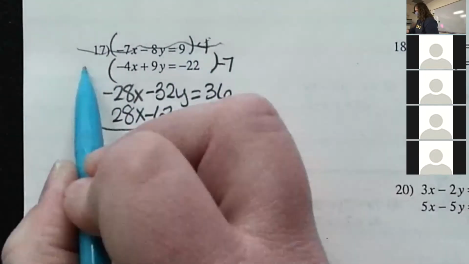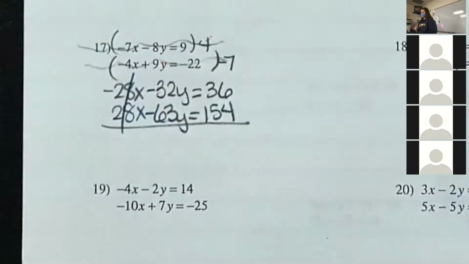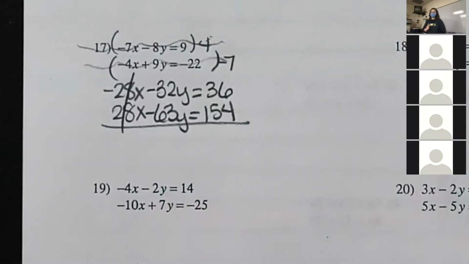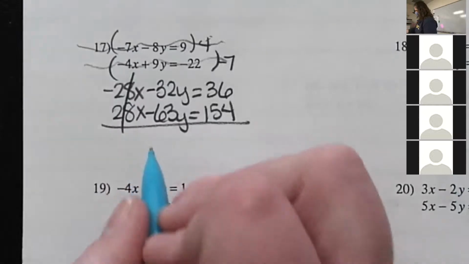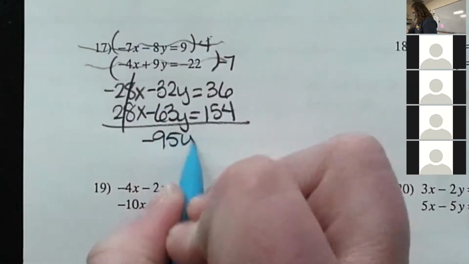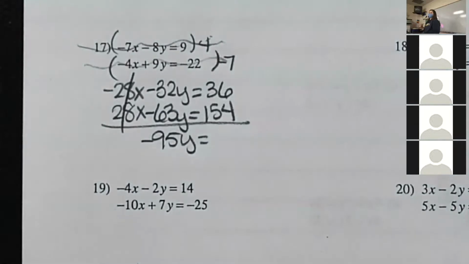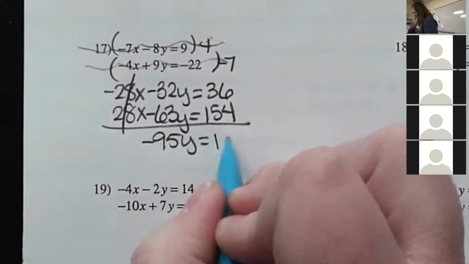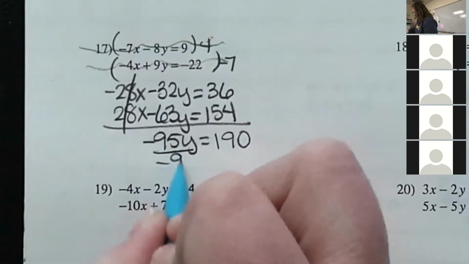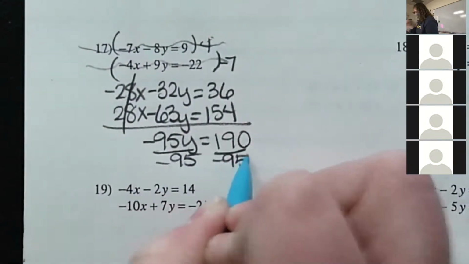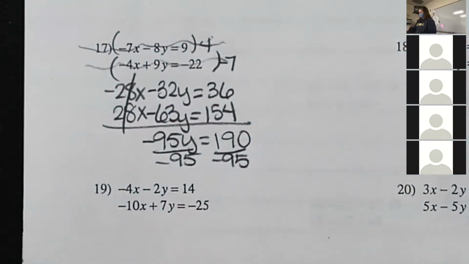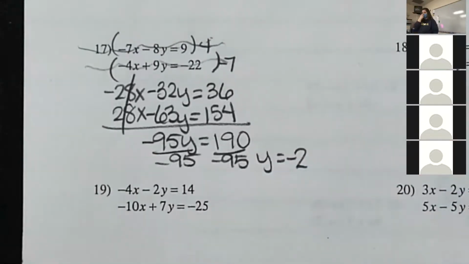The goal was to have elimination. Our x's are eliminated, that's the goal. Okay. What's a -32 and a -63 together make? -95y, good. What's 36 and 154 together make? 190. Let's divide by that -95. Oh, hey, what's that? That works out nice. Negative what? -2. That's awesome. Still got to plug it in, got to find x.